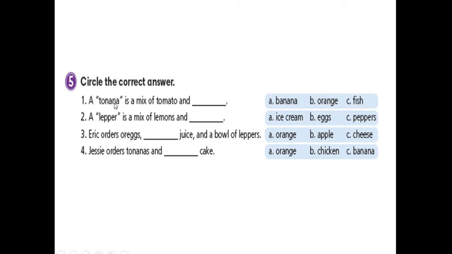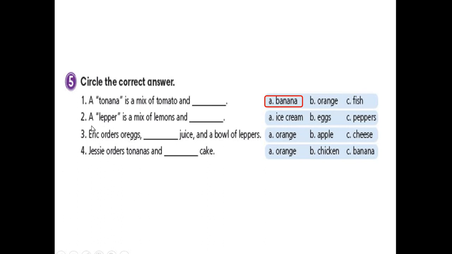Again, a tunana is a mix of tomato and blank. So we need to know what is the missing food or fruit that we can mix with tomato to make the word tunana. So we have here A, banana, B, orange, C, fish. So if your answer is letter A, you are correct. So obviously, to make the word tunana, you need to mix tomato and banana.